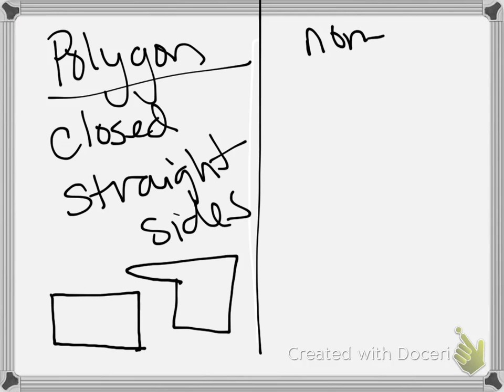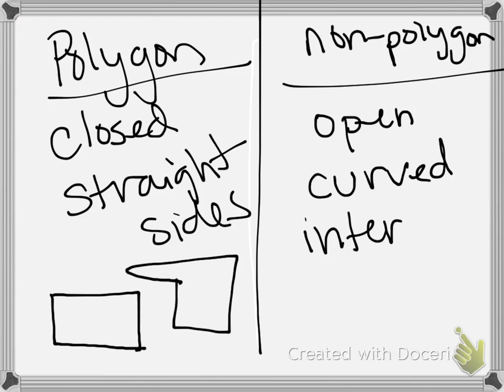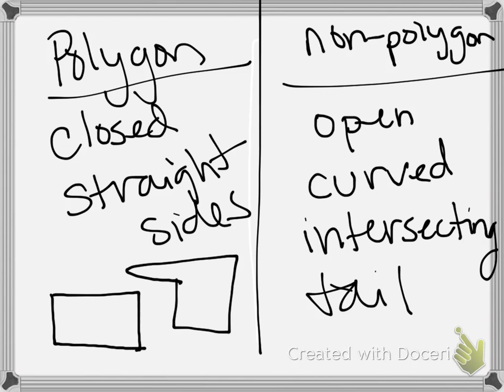A non-polygon sometimes has open parts, it has curved sides, it is intersecting sides. Sometimes we say that it has a tail. All of those are non-polygon things. So for example, something like this would be not a polygon, or something like this is not a polygon. A circle is not a polygon, etc.